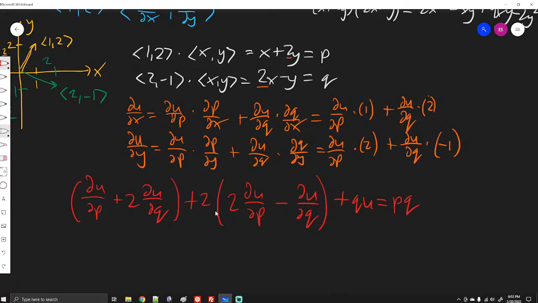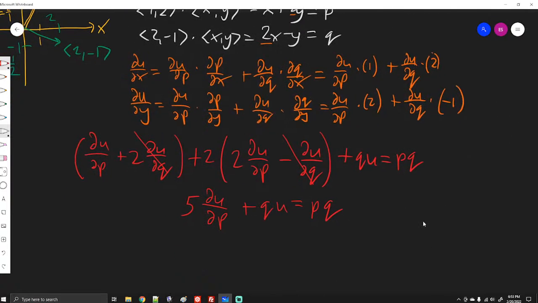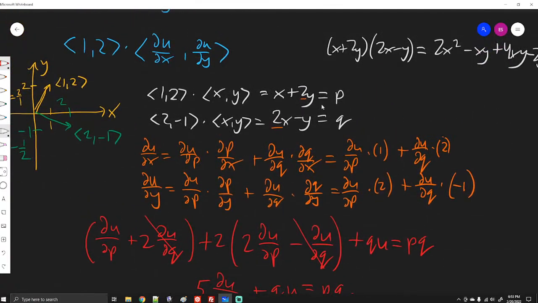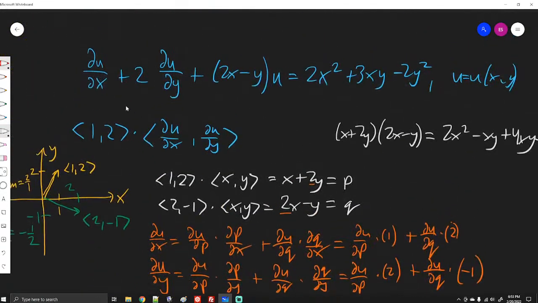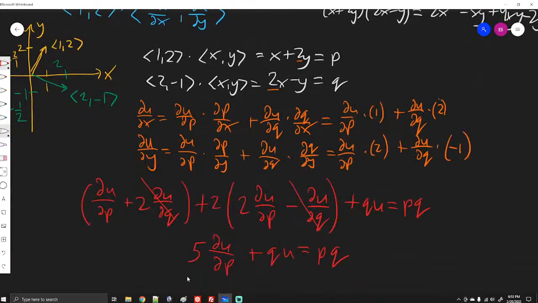Alright, so if I distribute the two, notice that partial of u with respect to q cancels with this one here, and I'm just left with 5 partial of u with respect to p plus qu equals pq. So, as a result of making this change of variables to p and q, I have basically combined these two first derivatives into one. So I'm just left with this transformed partial differential equation here, which is much simpler.